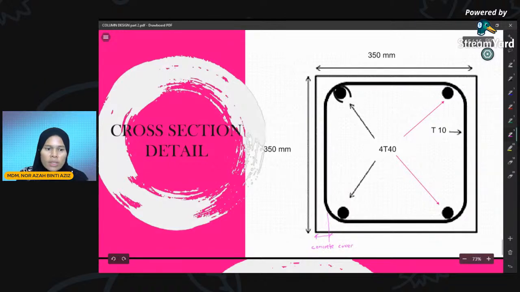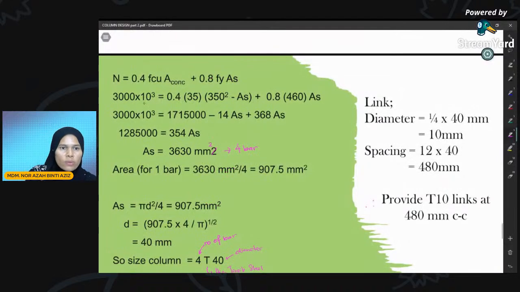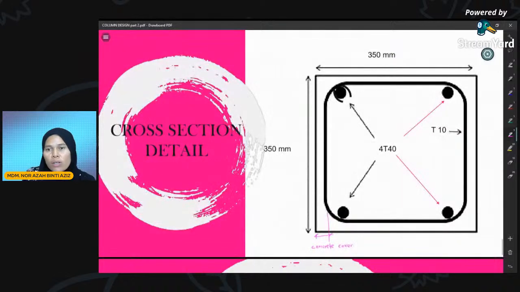So guys, that's all for column design. For column design, what you have to be familiar with is the formula, and know how to substitute the value. We find out the area of steel, the diameter of steel, number of steel given, link diameter and spacing, and also sketching the cross section. That's all for column design. Thank you from me. Assalamualaikum.